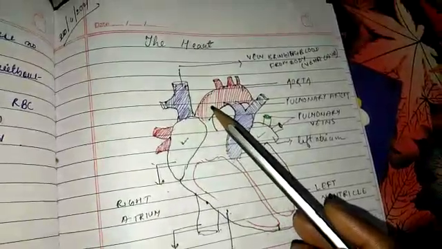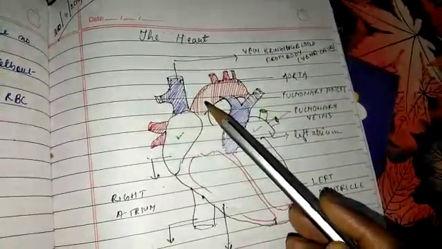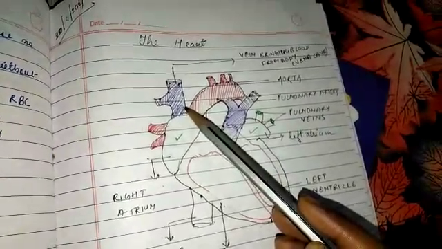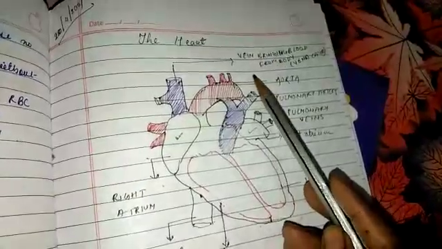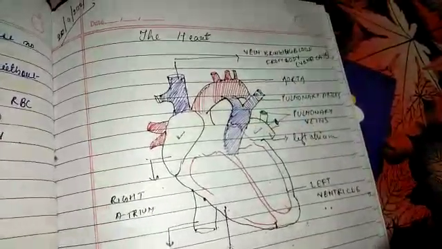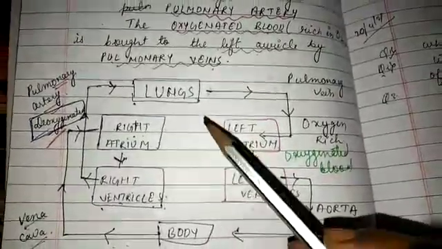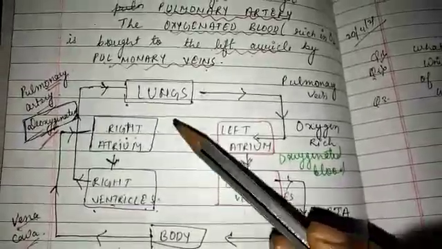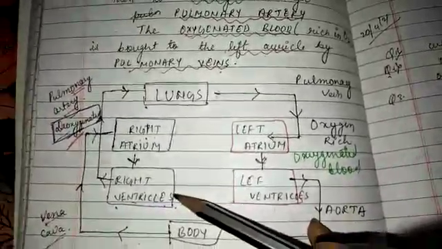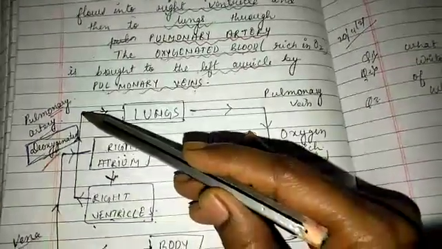So the red shows the oxygenated blood flowing here, and the blue shows the deoxygenated blood carried by the veins. Clear till here? On that day we did how the blood flows in the heart. The deoxygenated blood flows into the right atrium. Through this it goes to the right ventricle, and that is carried out by the pulmonary arteries.